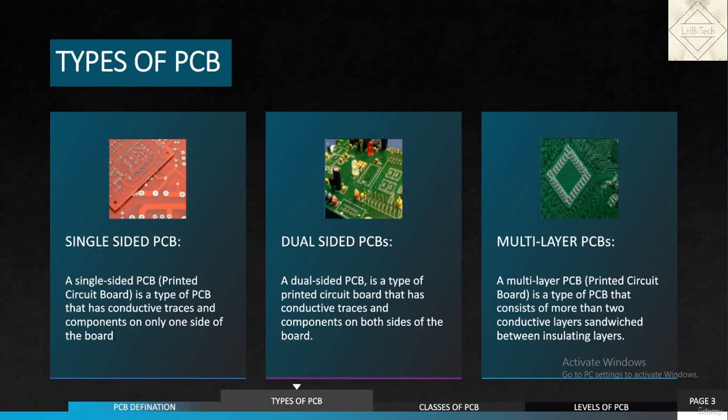The first type is the single-sided PCB. So here, this is your PCB, and we can mount the component on the top or on the bottom. So only one side has components mounted, that is called top-sided component placement, and there is a connection on only one side, and that is called a single-sided PCB.